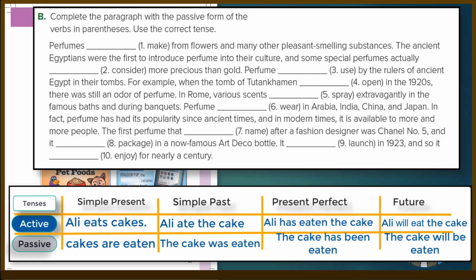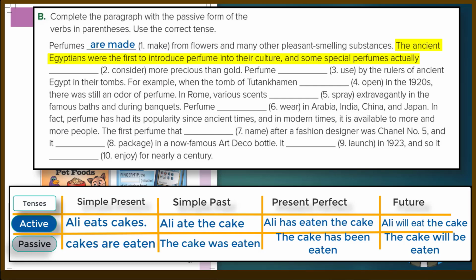Now the first one. Perfumes blank make from flowers and many other pleasant smelling substances. The verb is make. It's in the present simple. We say هذه في المضارع البسيط are made.